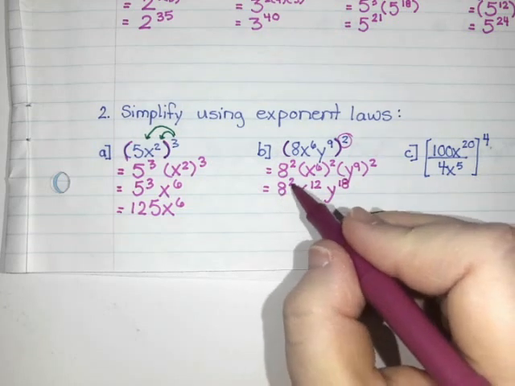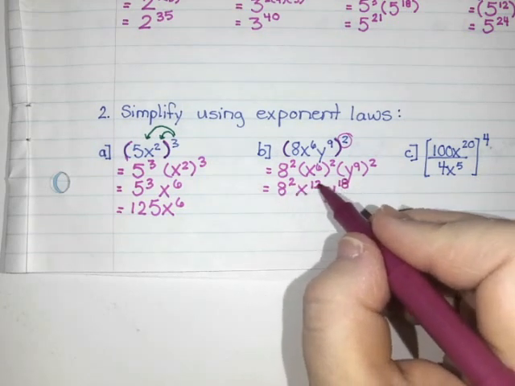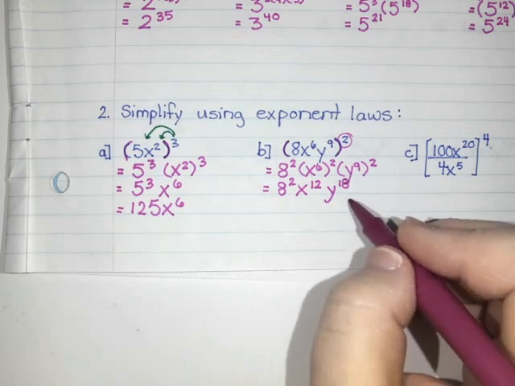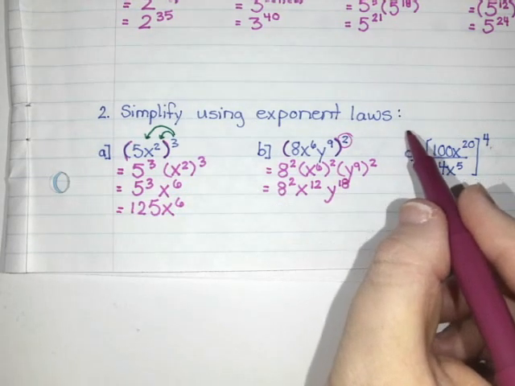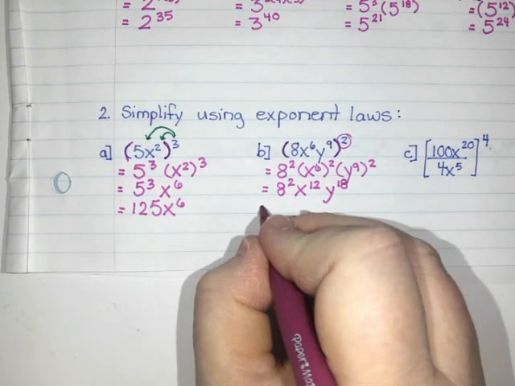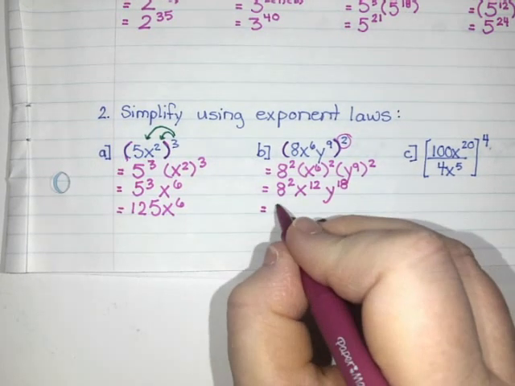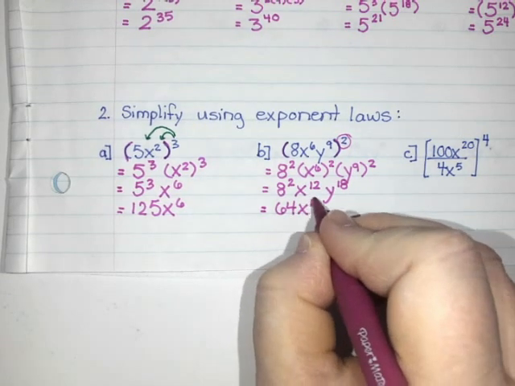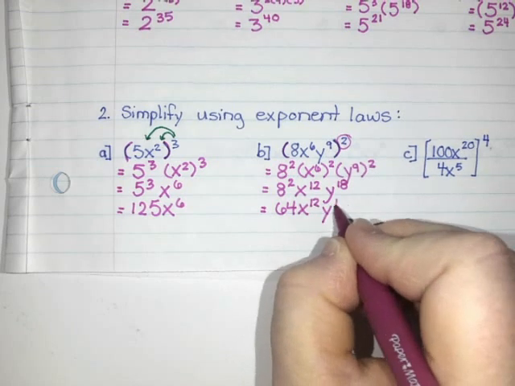So I have 8 to the power of 2, x to the power of 12, y to the power of 18. And I could just leave it like that. That's not a problem. I have simplified using exponent laws, but I think I am going to work out what 8 squared is. 8 squared, 8 times 8, is 64, x to the 12, y to the power of 18.